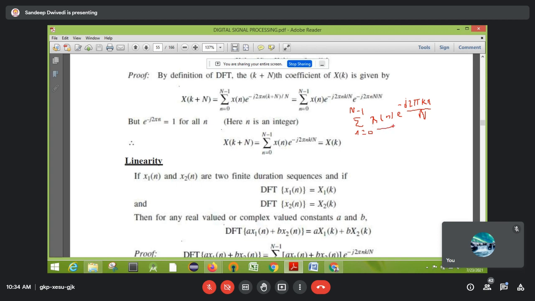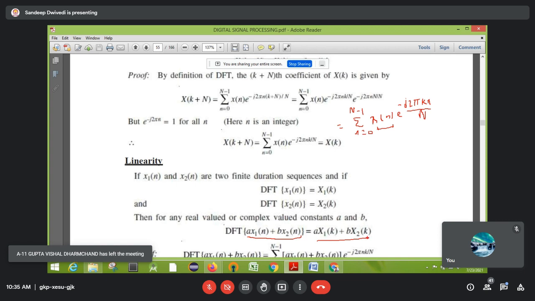Now instead of x of n, what is the input sequence here? The property says the input sequence is a into x1 of n plus b into x2 of n. So instead of x of n, you need to put this value. For all the properties, whatever the value of x of n you are getting, you need to put it over here in the formula to get this side.